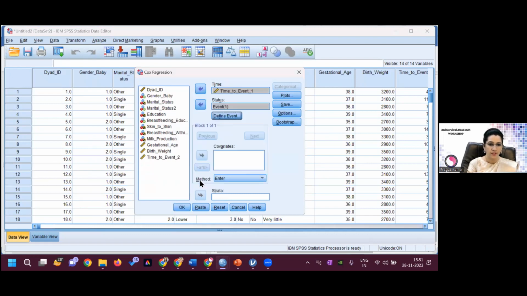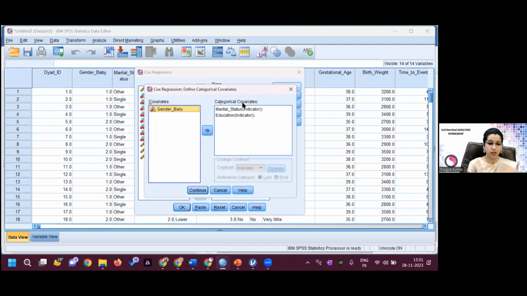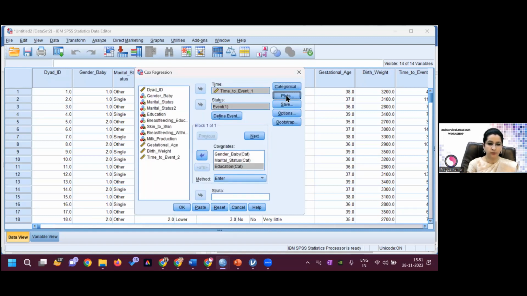Continue. And then probably covariate if you want to enter. You can enter the covariate: gender, marital status, education. And then here you have to classify the categorical. So marital status, gender, education, this is categorical. I am not changing the category. Okay, continue and then go to plot.